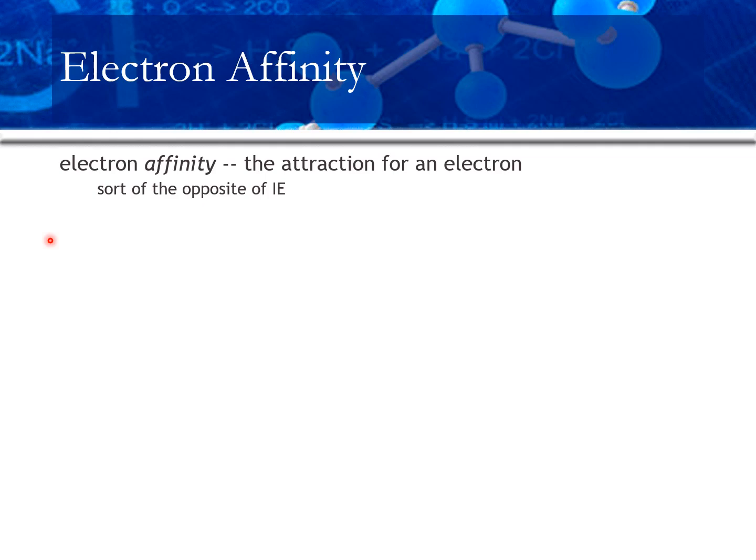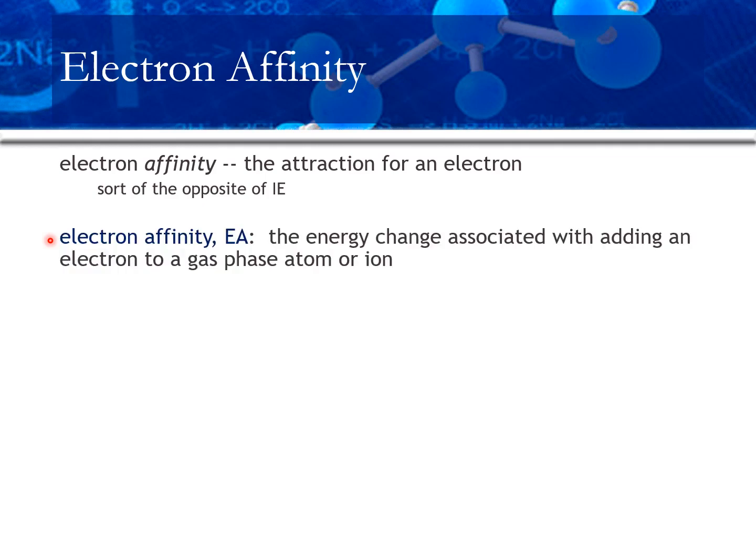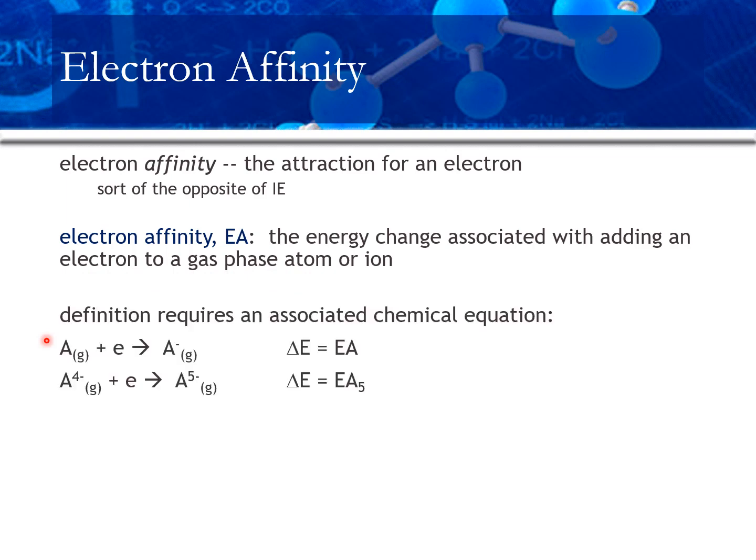So the technical definition then of electron affinity is the energy change. Right now, as soon as I see energy change, I know electron affinity is going to have units of energy because it is an energy change associated with adding an electron to, once again, a gas phase atom or ion. So let's see some examples. Again, using a generic symbol A. There is no element A on the periodic table. This is just a placeholder for any element.